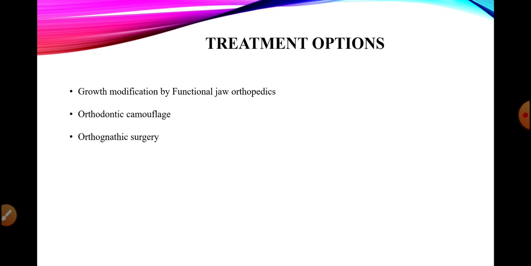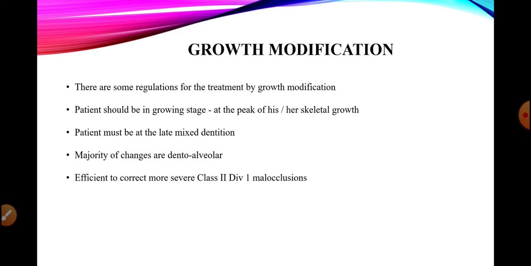And then when there is severe discrepancy, particularly in case of severe skeletal class 2, that is outside the scope of orthodontic camouflage, then we'll be aiming for orthognathic surgery, and I will be dealing with and discussing all of them in detail. Number 1, we'll be discussing the growth modification.